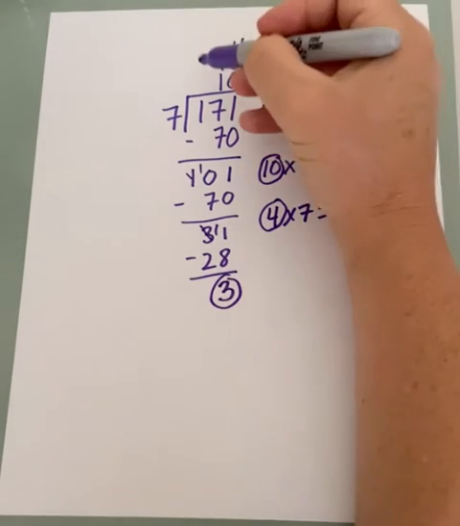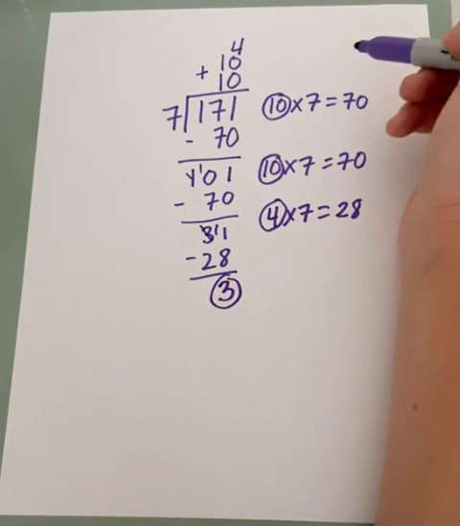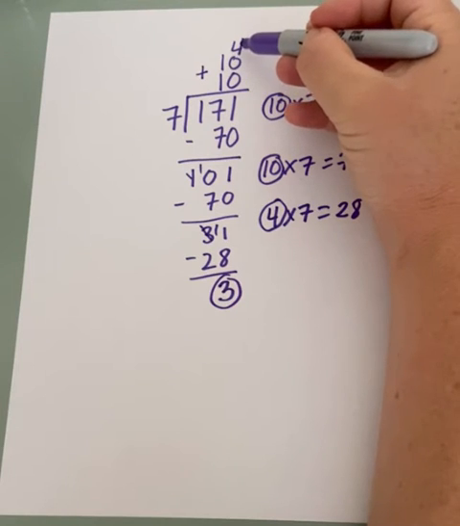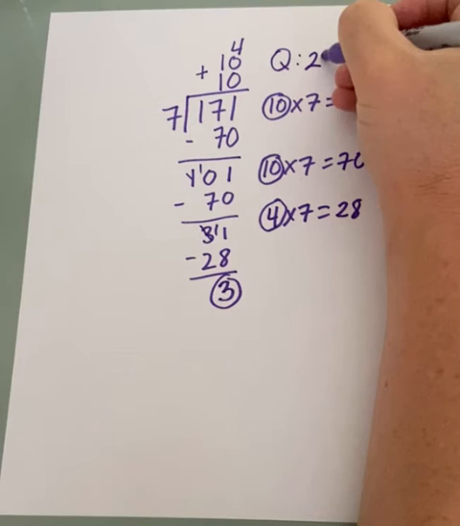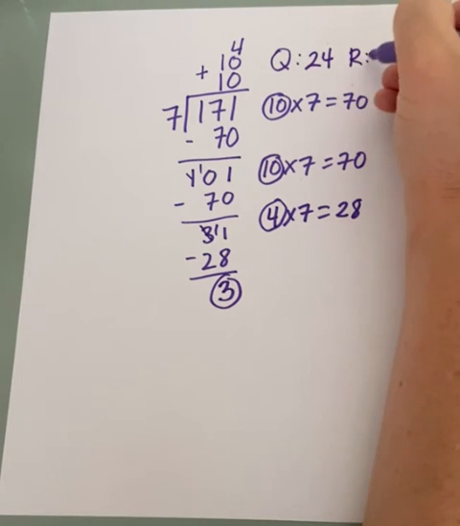Our final step is to add our groups of 7 up here. 10 plus 10 is 20, plus 4 is 24. So our quotient, or our answer, is 24 groups of 7 with a remainder of 3.